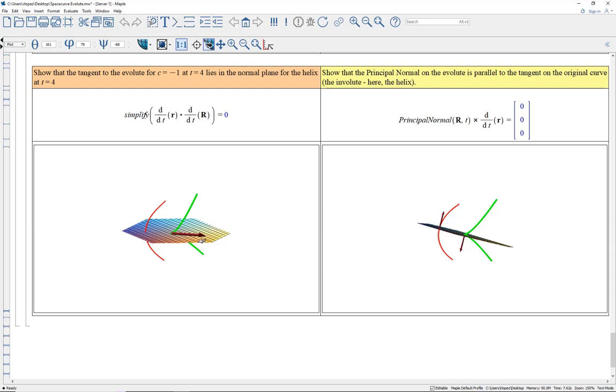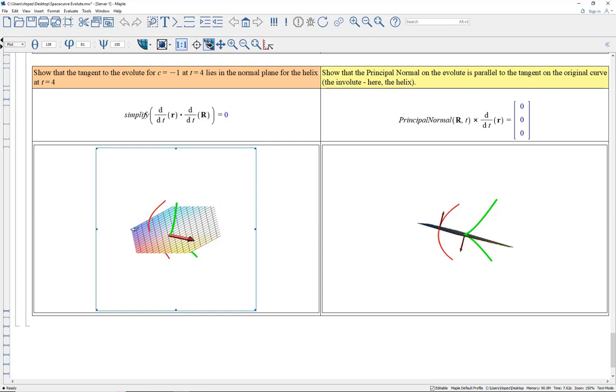Here's a picture. This is the plane I calculated, and I put t equals 4 in that. This is a piece of the helix. This is the evolute. This is tangent to the evolute. It's tangent to this bottom piece here. It lies in the appropriate plane. You look along here, you can see it lies where it's supposed to. This picture is comforting. It says things behave the way they're supposed to behave.